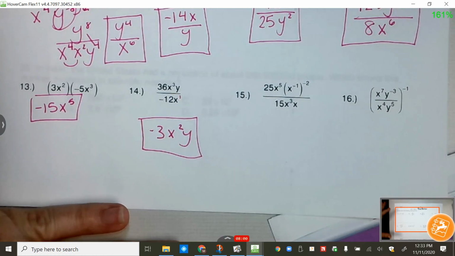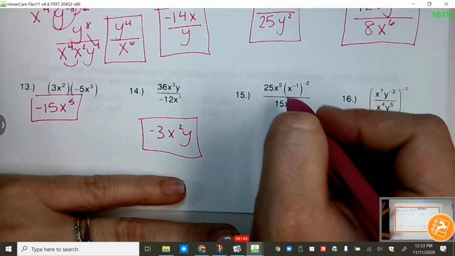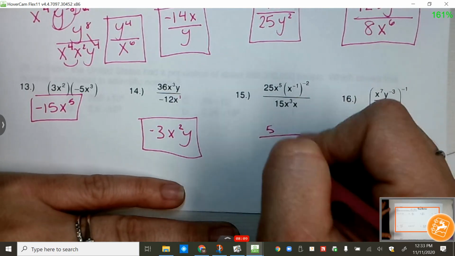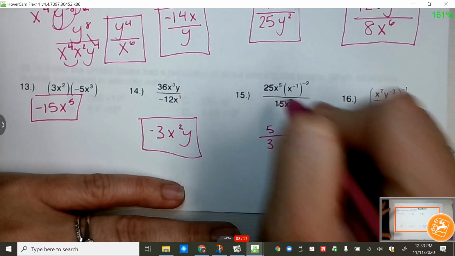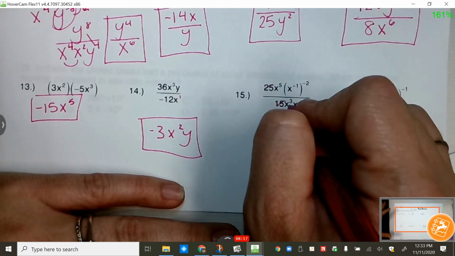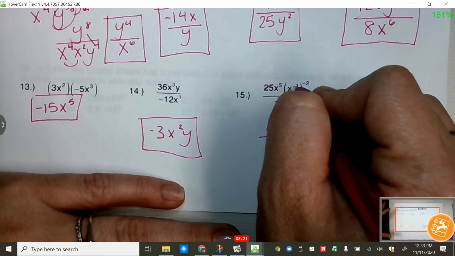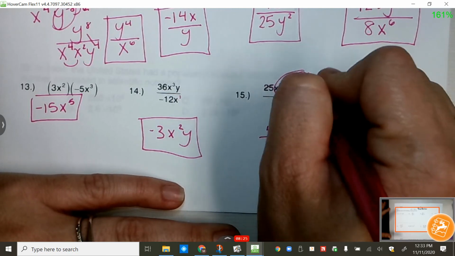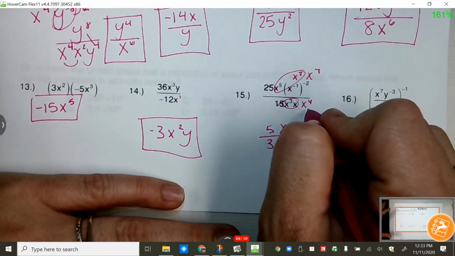25 over 15 does not divide evenly, but it can simplify. 5 goes into 25 5 times, 5 goes into 15 3 times, so there's my numbers, so I'm going to cross them out because I've handled them. This becomes x to the 4. This becomes, well, negative times a negative is a positive, so that becomes x squared, with 5 becomes x to the 7th. So there's more x's on top. 7 minus 4 is 3.